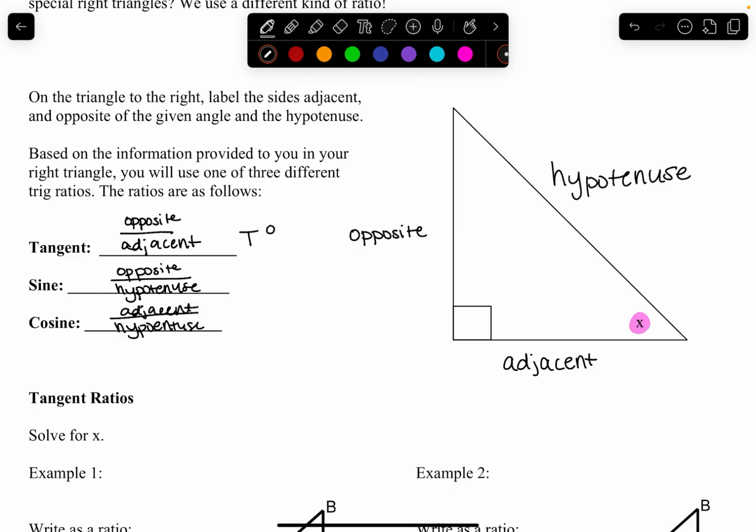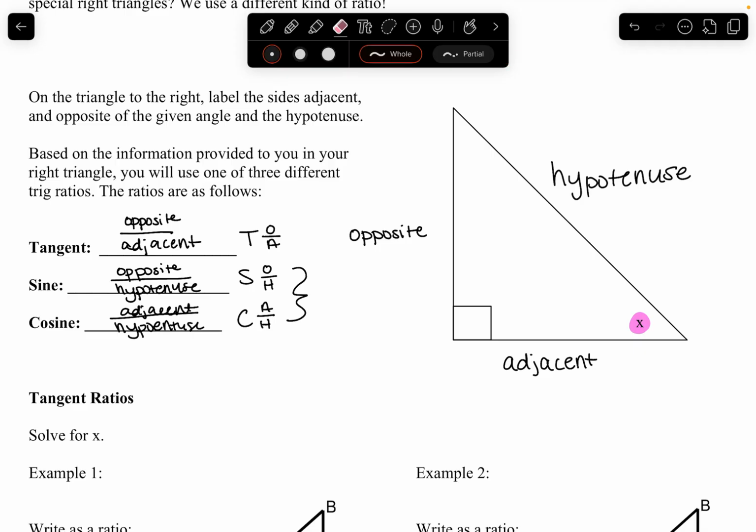So this is going to be TOA, SO, and then CA. So this is how we kind of write these ratios to remember. So tangent is opposite over adjacent, sine is opposite over hypotenuse, and cosine is adjacent over hypotenuse, okay? So these 2 ratios require the hypotenuse, tangent does not. So because we have 2 ratios that will include the hypotenuse, we will do those in our next set of notes, and we're only going to be focusing on tangent today, okay?